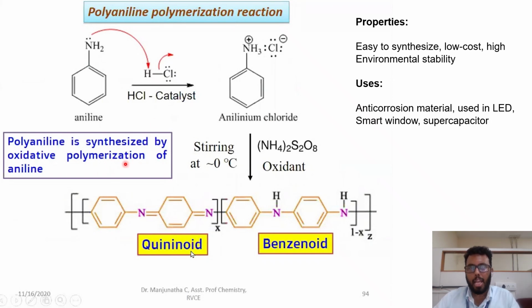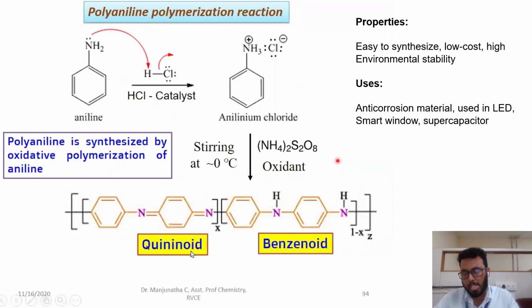Polyaniline can be synthesized by this type of polymerization, called oxidative polymerization. Why? Because you are using an oxidant or an acid as a catalyst. After adding the acid, this will form anilinium chloride, and you stir the reaction mixture in an ice bath at 0 degrees centigrade. Since it is oxidative polymerization, the acid is only a catalyst, right?